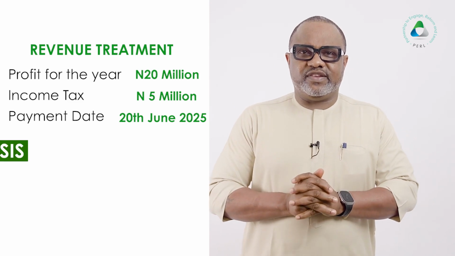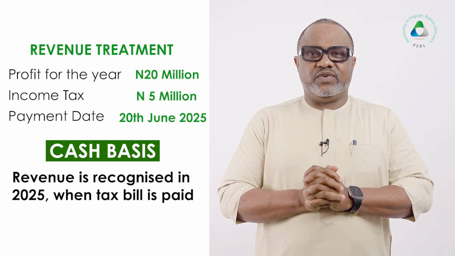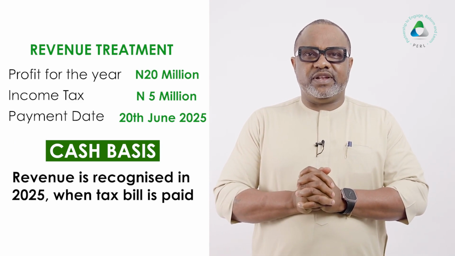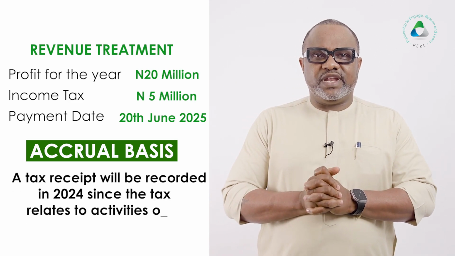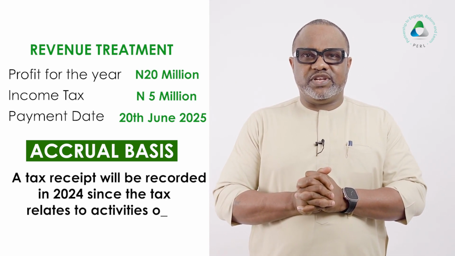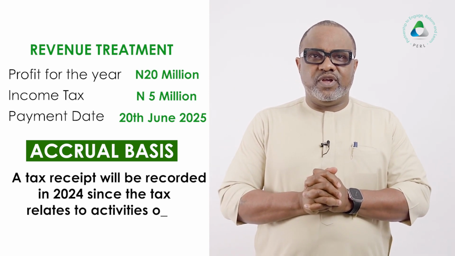Under the cash basis of accounting, the revenue will be recognized in 2025 when the tax bill is paid. However, under accrual, since the tax relates to the activities of the firm in 2024, the tax receipt will be recorded in 2024. As with the recurrent expenditure example, the value and nature of the transaction are the same. It is just the time period when it is recorded that changes.